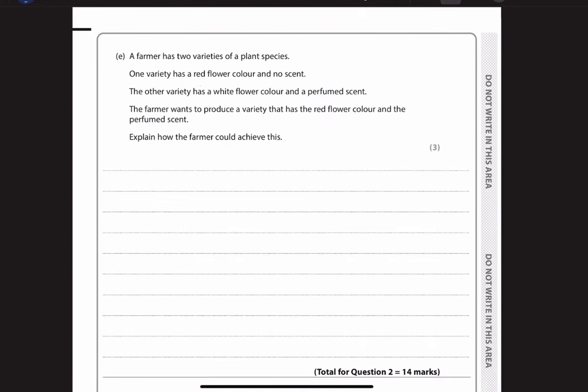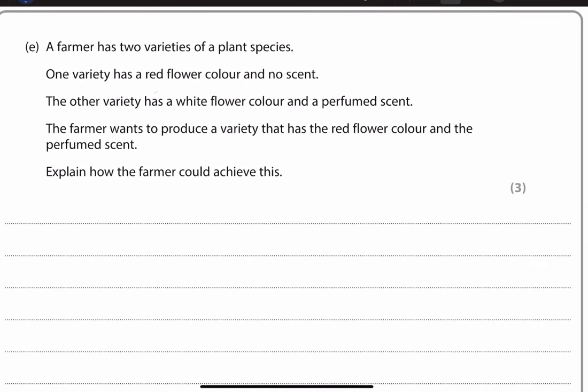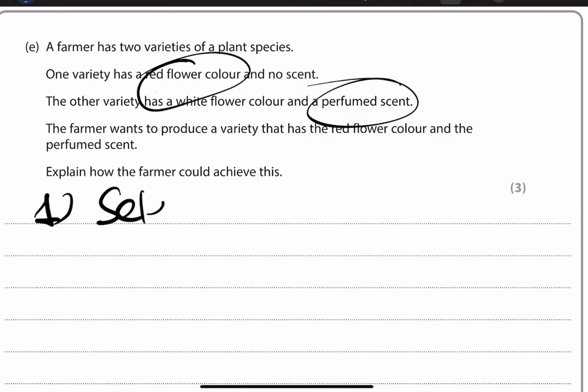Okay, a farmer has 2 varieties of plant species. One variety has a red flower and no scent. The other variety has a white flower and a perfumed scent. And the farmer wants a variety that has the red flower color and a perfumed scent. So he wants this characteristic and this characteristic. And we want to see how the farmer could achieve this. So the central idea here is that the farmer wants to undergo selective breeding of his plants, right? Selective breeding.